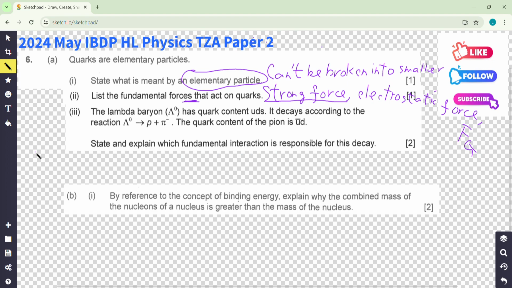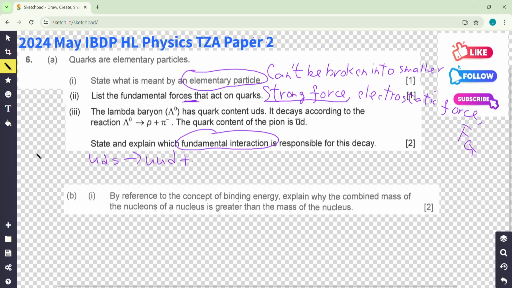Next one, question three. State and explain which fundamental interaction is responsible for this decay. So look at the decay. Although at first it is strange, if you don't know how to do it, it's a little bit confusing, but this is how the quarks work. The change is from UDS to UUD.